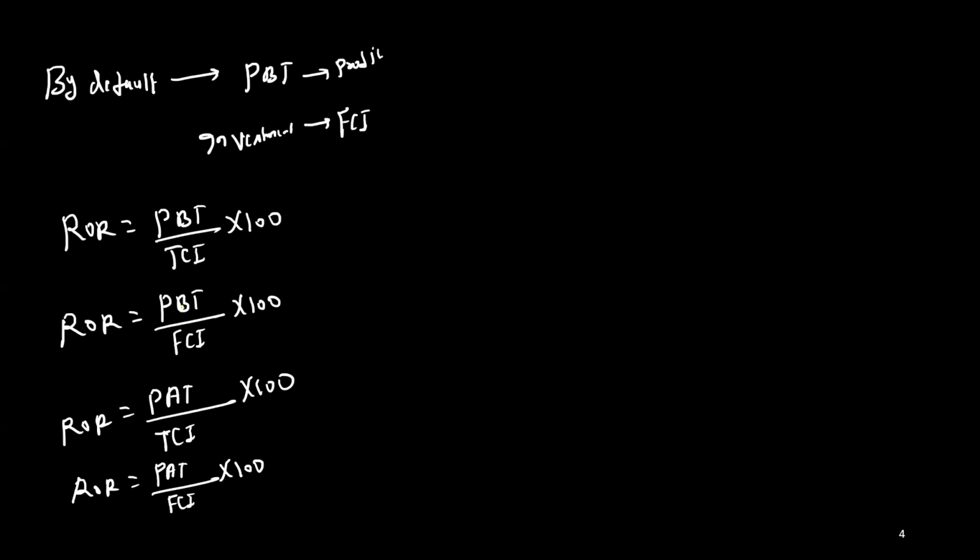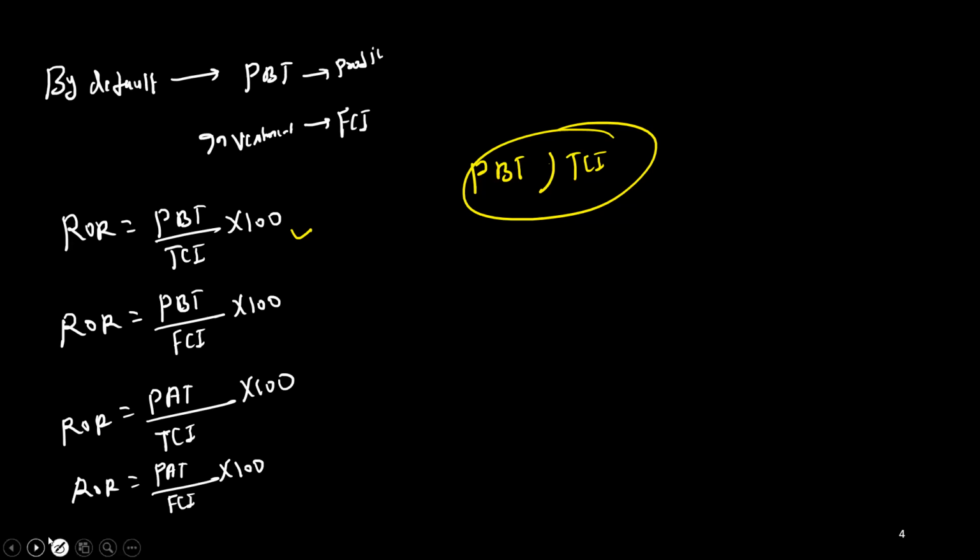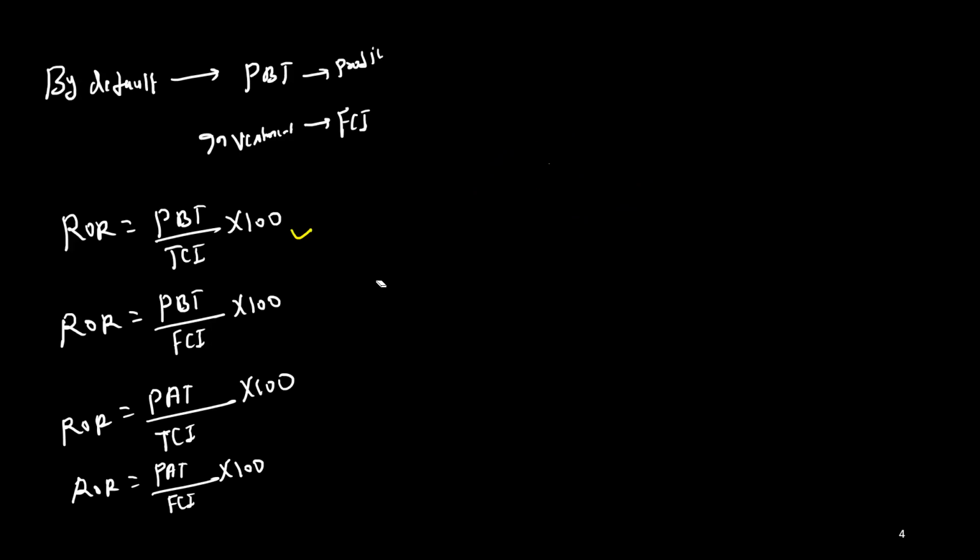So why am I writing all these formulas? The reason is that it depends upon the question. If PBT is given or TCI is given, you will use the corresponding formula. Ultimately you are calculating the rate of return, but it depends on what sort of data has been given in the question. And one thing I have told you: if you want to compare two projects, the project which gives you more rate of return will be the better project. So this is how the rate of return can be calculated.